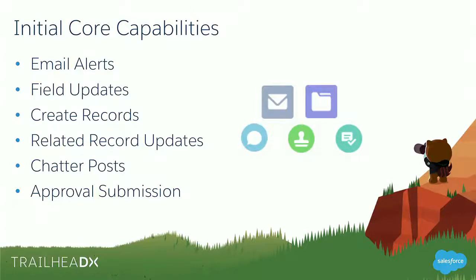The ability to post to Chatter with a degree of logic involved and a degree of specificity, certainly part of that initial core capability. And then approval submissions as well, right? So based on criteria, being able to initiate approval processes without the button click. Some people like the button click, right?